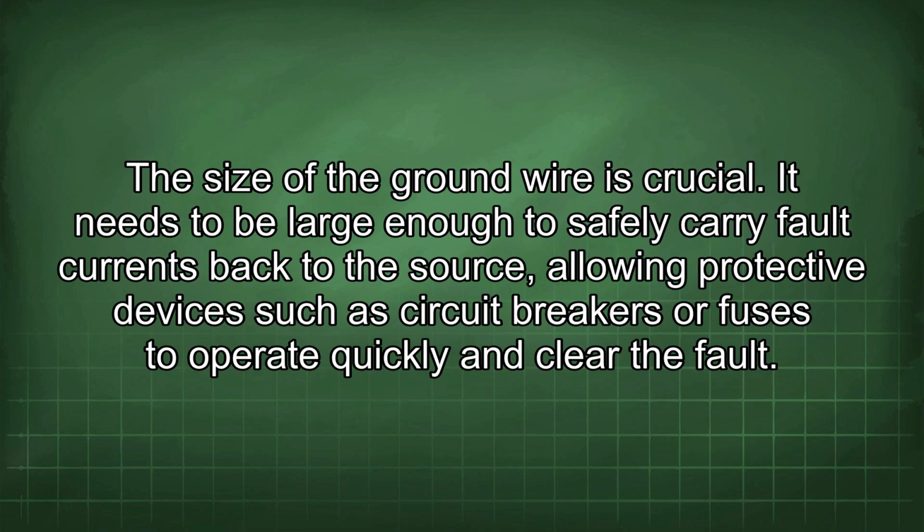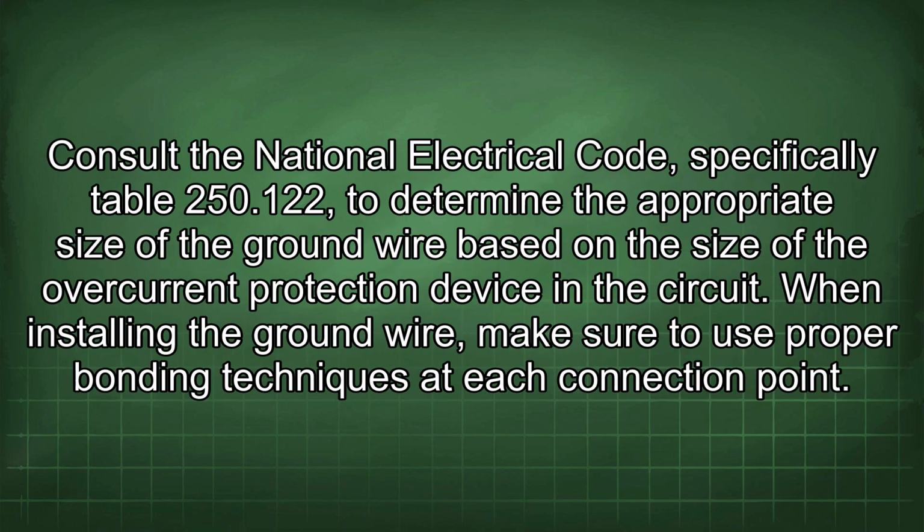The size of the ground wire is crucial. It needs to be large enough to safely carry fault currents back to the source, allowing protective devices such as circuit breakers or fuses to operate quickly and clear the fault. Consult the National Electrical Code, specifically Table 250.122, to determine the appropriate size of the ground wire based on the size of the overcurrent protection device in the circuit.